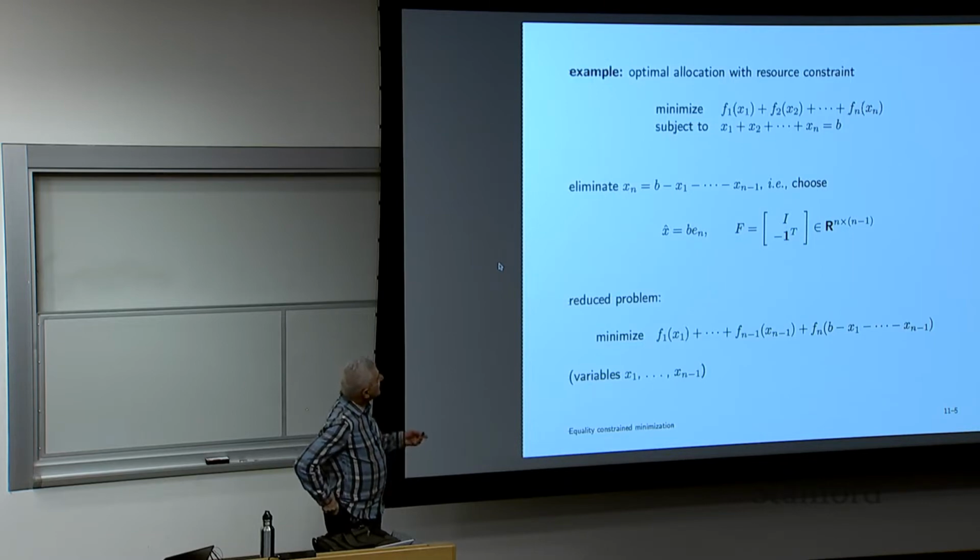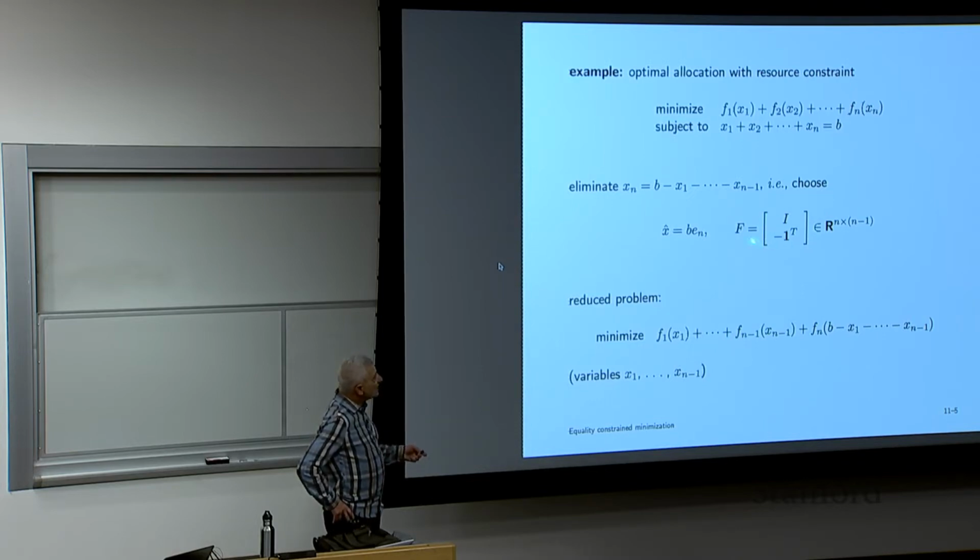But we write xn as b minus them. We just remove this. Then you put a function that looks like this. So here my z's are really just x1 through xn minus 1. When I multiply by F, you can check that this thing is a basis. I mean, by construction, this works, right?